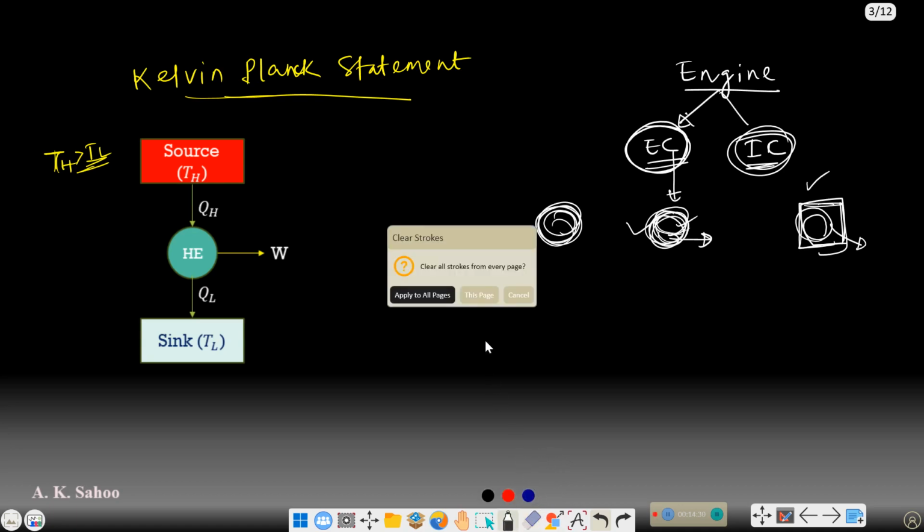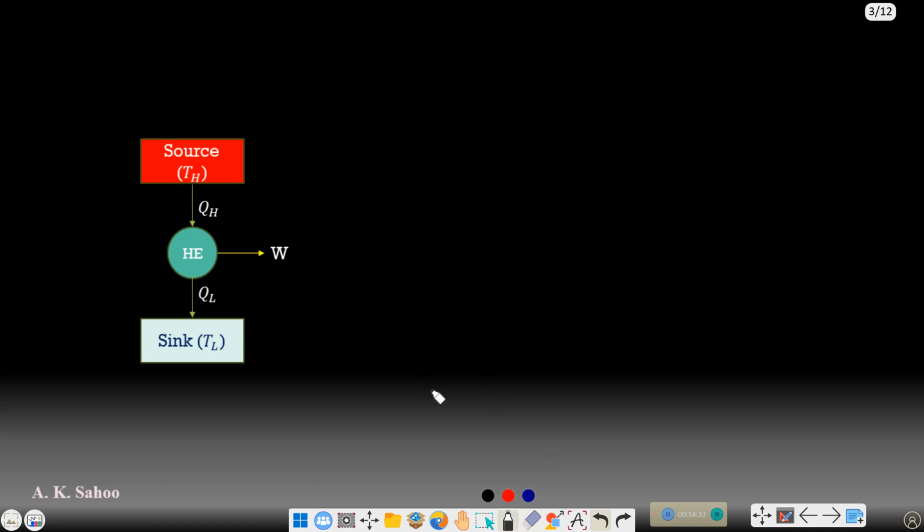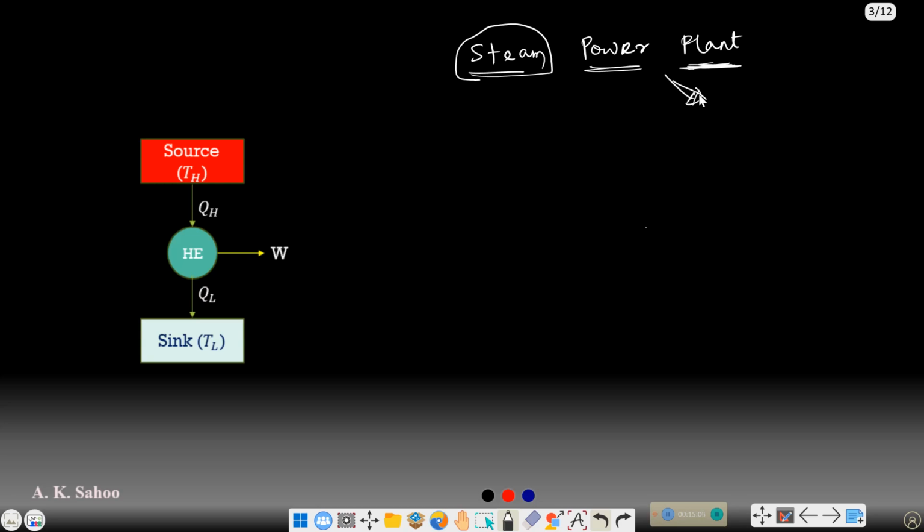Now let us try to understand some more things. Here we are trying to understand the concept of the steam power plant. Before understanding the steam power plant, we should know what a power plant means. Power plants are devices, or engines we can say, which produce power, and definitely the motive of these power stations is to produce electrical power.